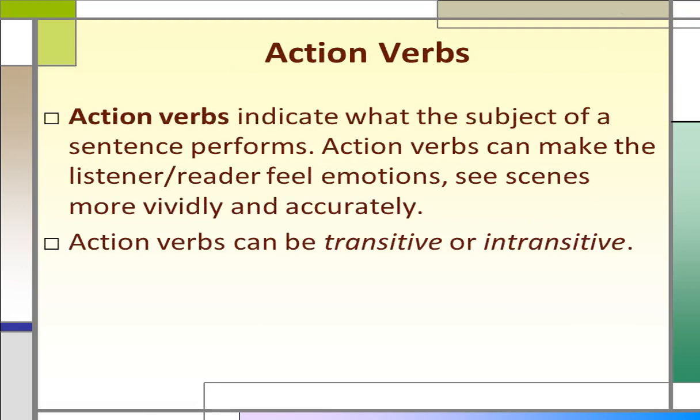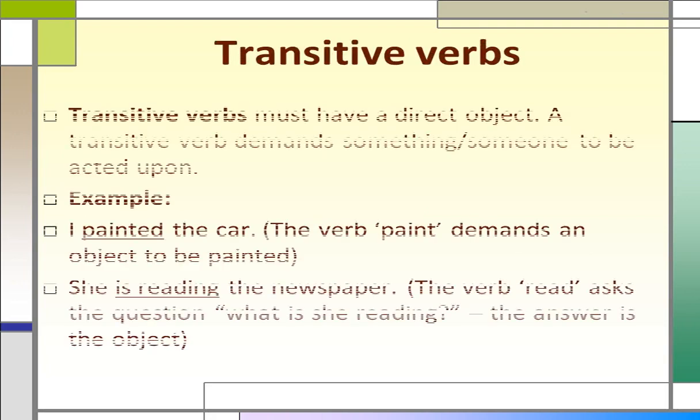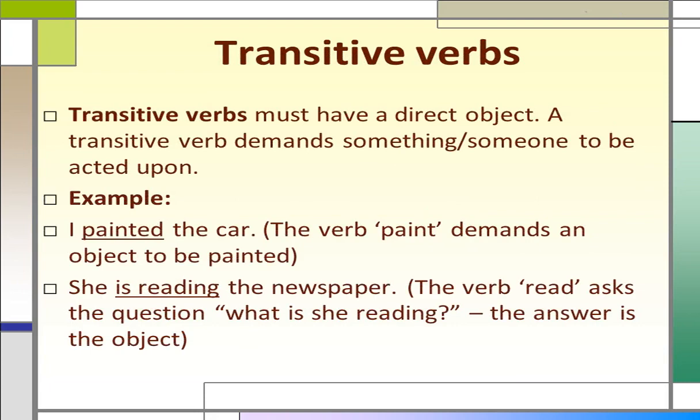Action verbs. Action verbs indicate what the subject of a sentence performs. Action verbs can make the listener or reader feel emotions and see scenes more vividly and accurately. Action verbs can be transitive or intransitive. Action verbs have two types: transitive verbs and intransitive verbs.